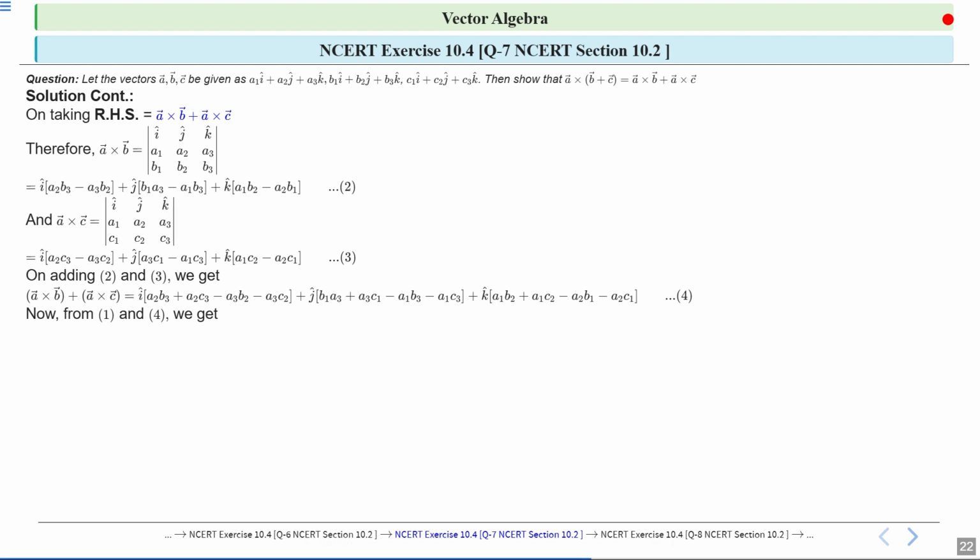Now from 1 and 4 we get A vector cross (B vector plus C vector) is basically equal to A vector cross B vector plus A vector cross C vector, right? A vector cross (B vector plus C vector) is equal to A vector cross B vector plus A vector cross C vector, right? Clear? Hope it's clear to all.